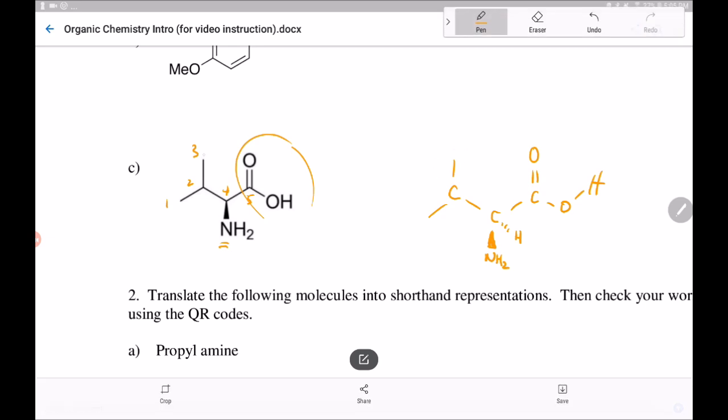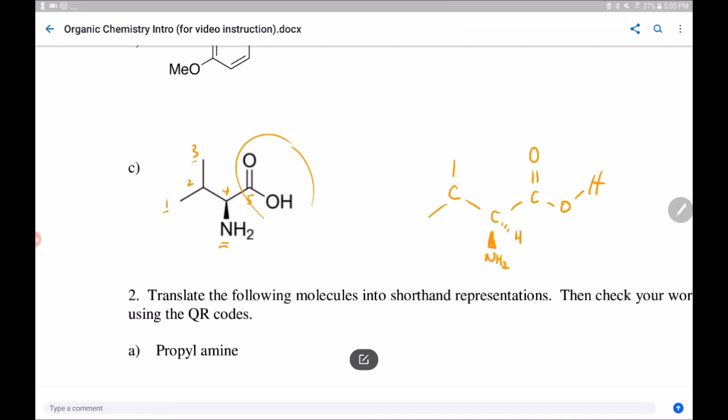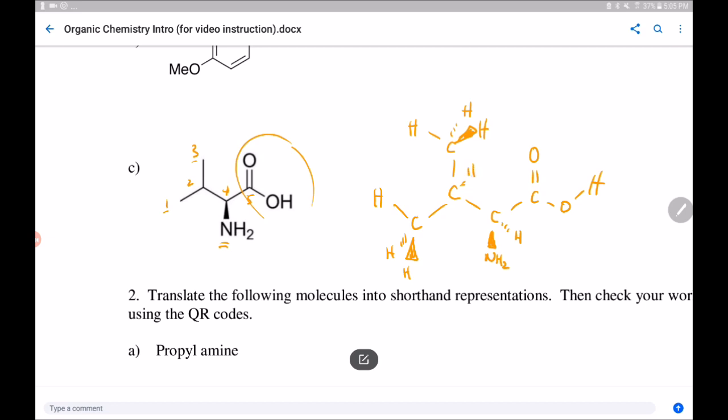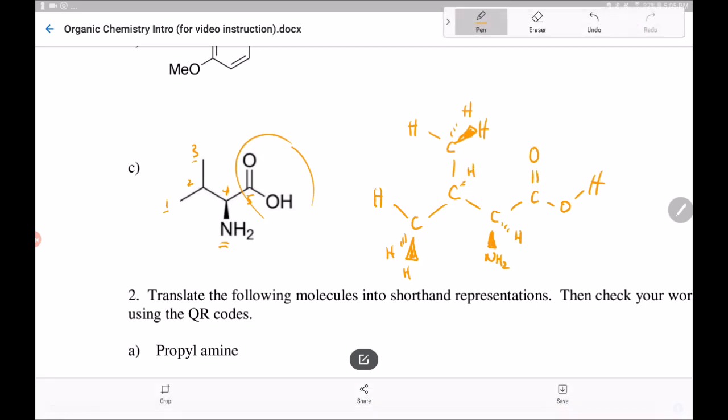All right, here, 1 and 3 must be methyl groups. So there's the 1st and the 3rd carbon with attached hydrogens. Tetrahedral geometry. And this carbon here must have a hydrogen. There we go. So that's the structure I get from this shorthand.